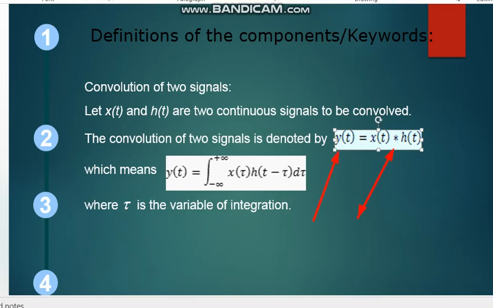That is the convolution of the two signals, and that is the mathematical expression of the convolution: the integral from minus infinity to plus infinity of x(tau) h(t minus tau) d tau. If there is a time limit, it will be brought into the limits instead of minus infinity to plus infinity. This equation is very important, so we have to keep it in mind.